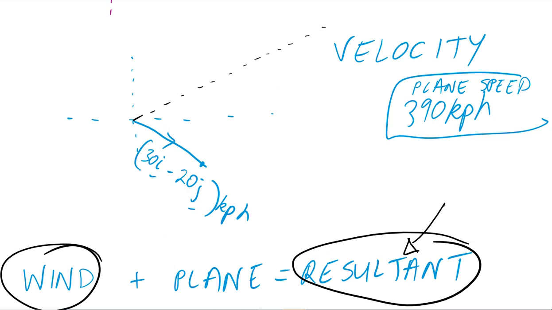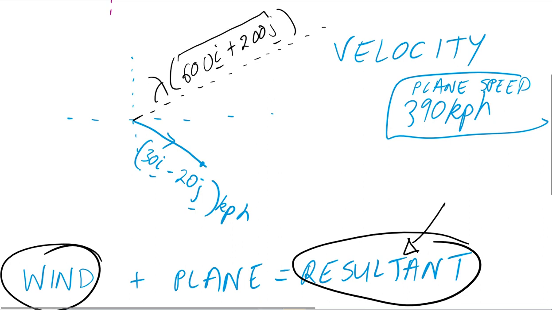The original displacement vector was 600i plus 200j. Now that was its displacement, but I'm not interested in displacement, I'm interested in velocity. If something is in the exact same direction, it has to be some scalar multiple of that original vector, because that's the only clue I've got. So it is lambda, or I can put mu here if I would like, some multiple of this original vector because it's in the same direction.